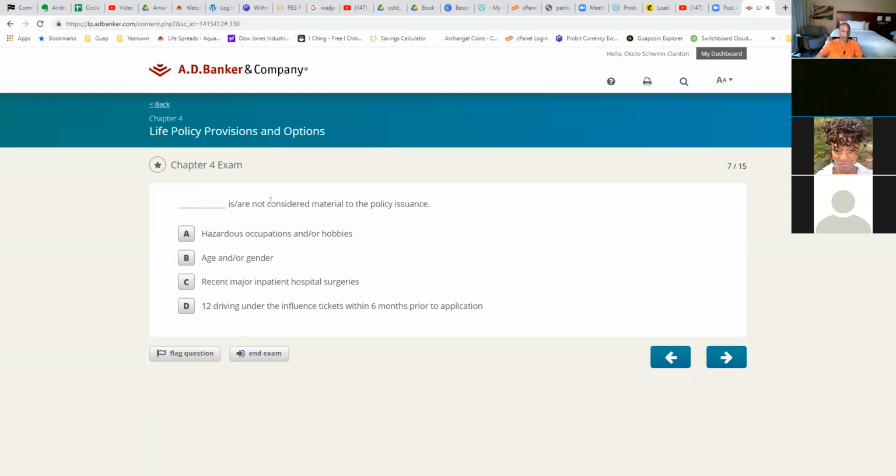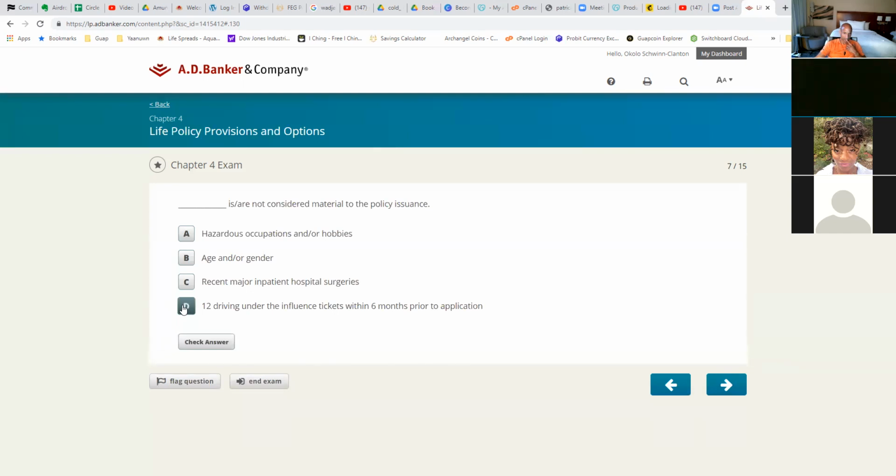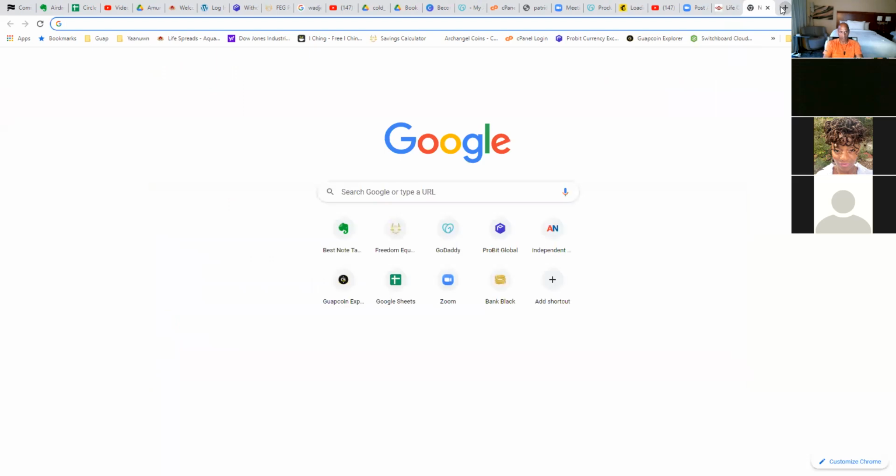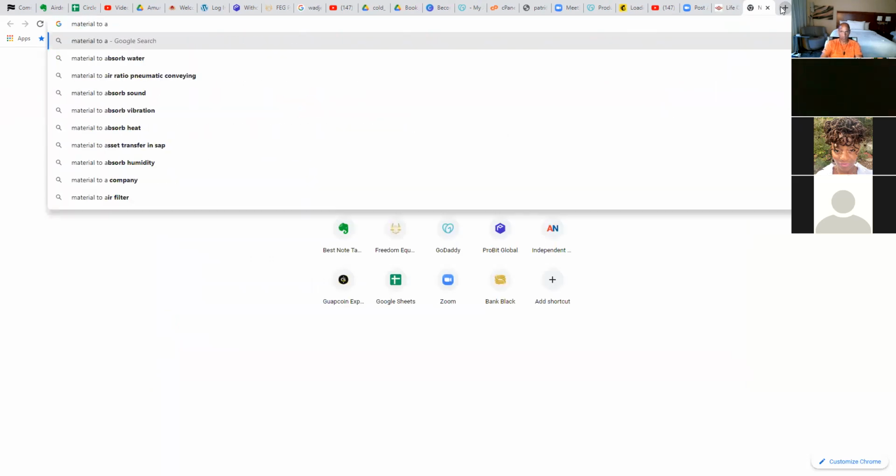Blank is or is not considered material to the policy issuance. D. Yeah, that's what I would say too. Are not considered material to the policy insurance. Age or gender. Okay. Is not considered material. So there's something where material has some meaning. Let's see what they mean by that. Material to a life.